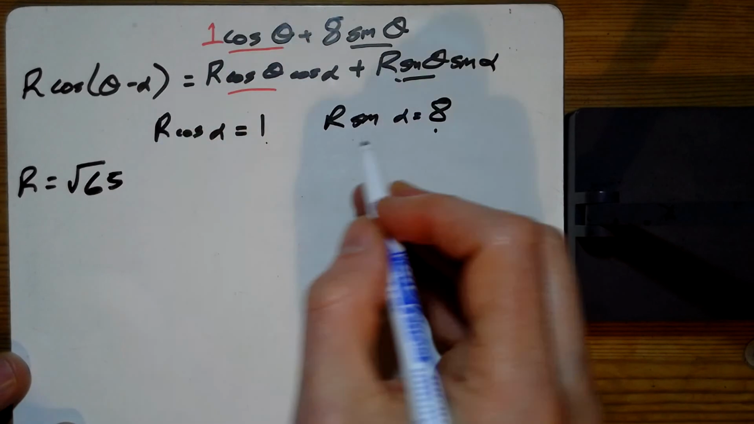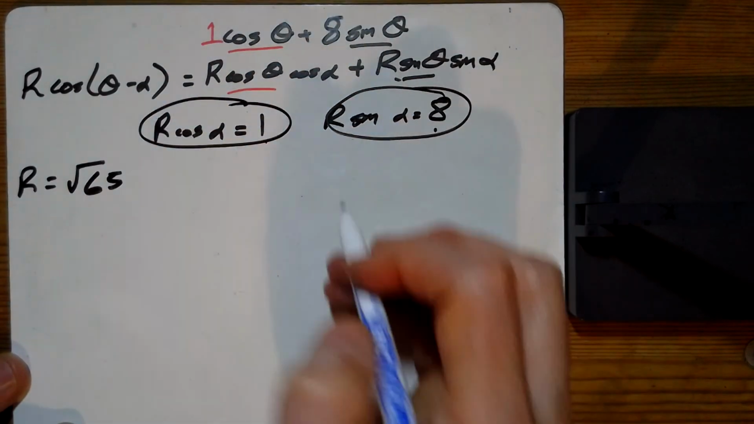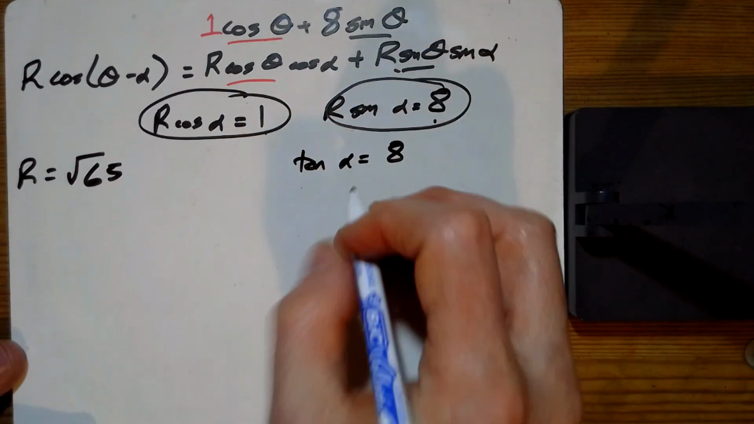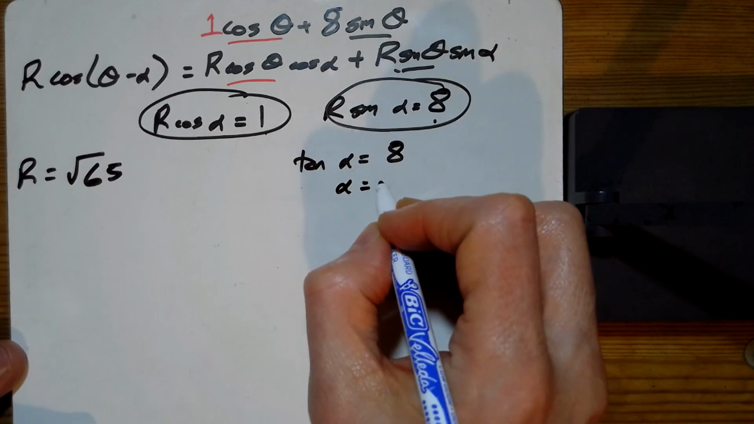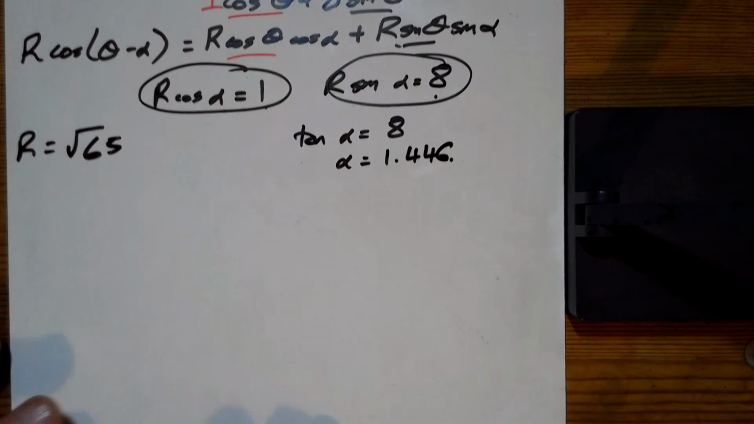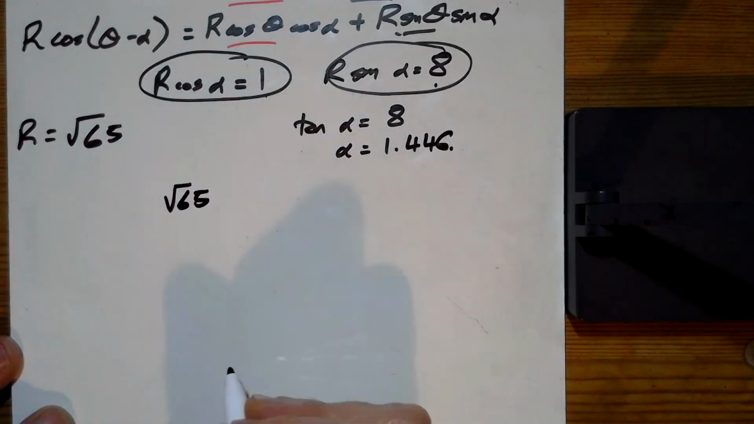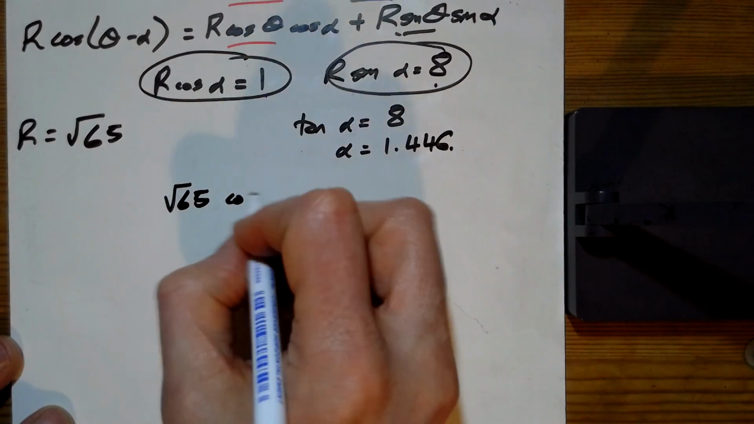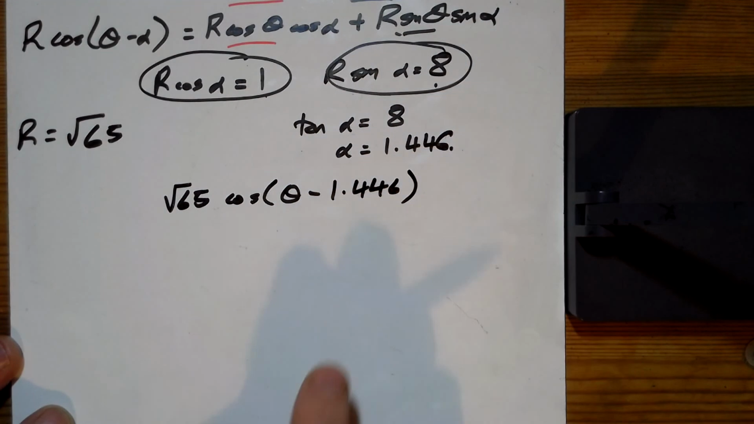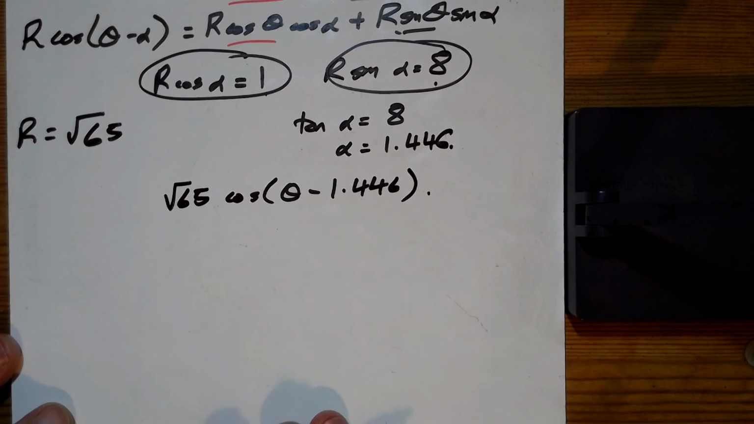But this one here, if you don't write that out, you sometimes get it the wrong way round. We want to do this sin one divided by this cos one. So that gives us tan alpha equals 8. And this one is in radians. So if we inverse tan 8, then we're going to get 1.446. Write out the answer just in case they want it. It does say write it in the form of this. So we've got root 65 cos(theta minus 1.446). I've seen the examiner mark this in a previous exam paper when you didn't write down the last line there. So 3 marks for that.